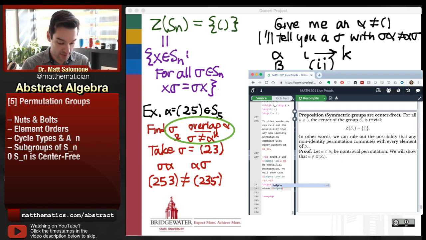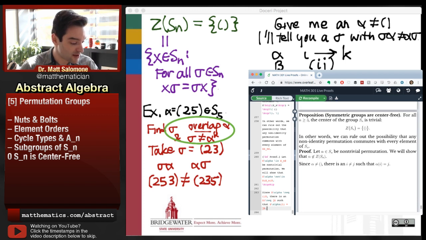Since alpha is not equal to the identity, there is an i and a j such that alpha of i is equal to j, where i is different from j. So it's moving some position i to a different position j. Right? That was the first piece of the argument. In our specific example, i and j were 2 and 5. So alpha is moving position 2 to position 5.